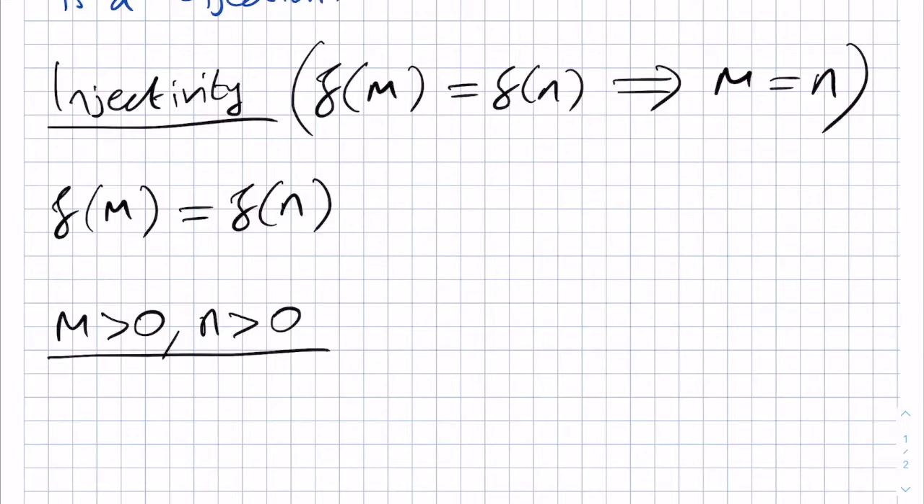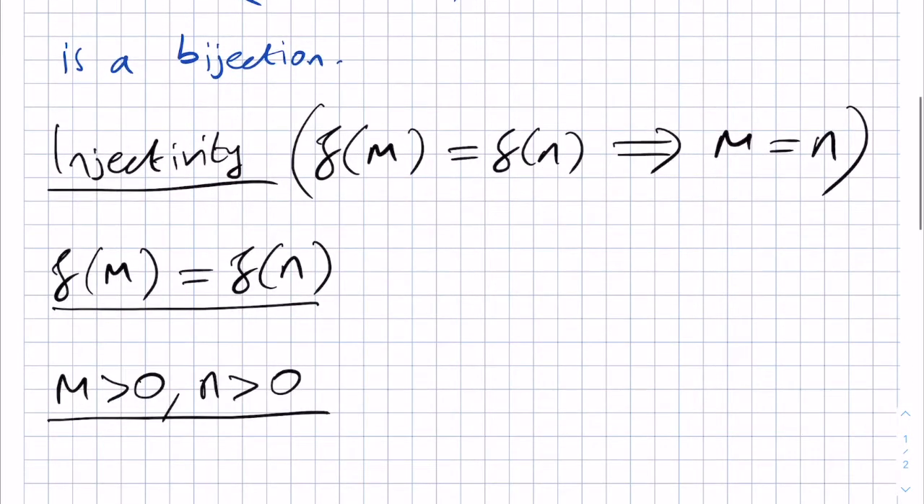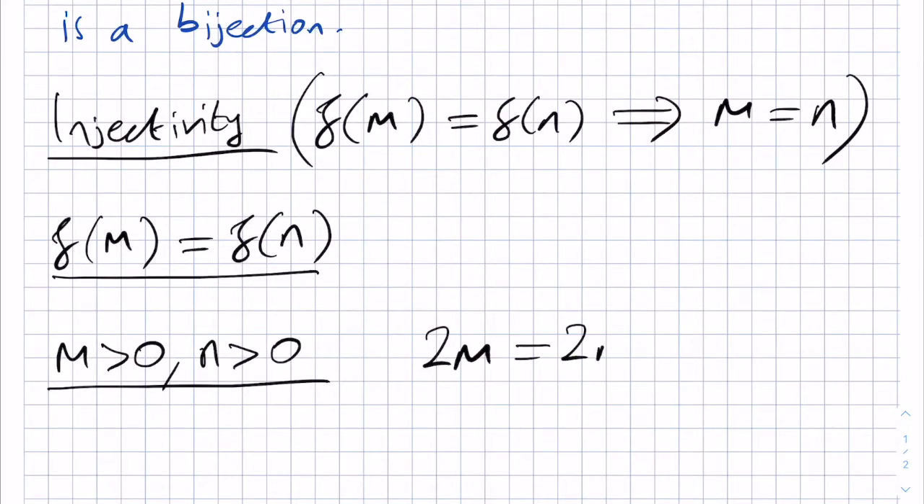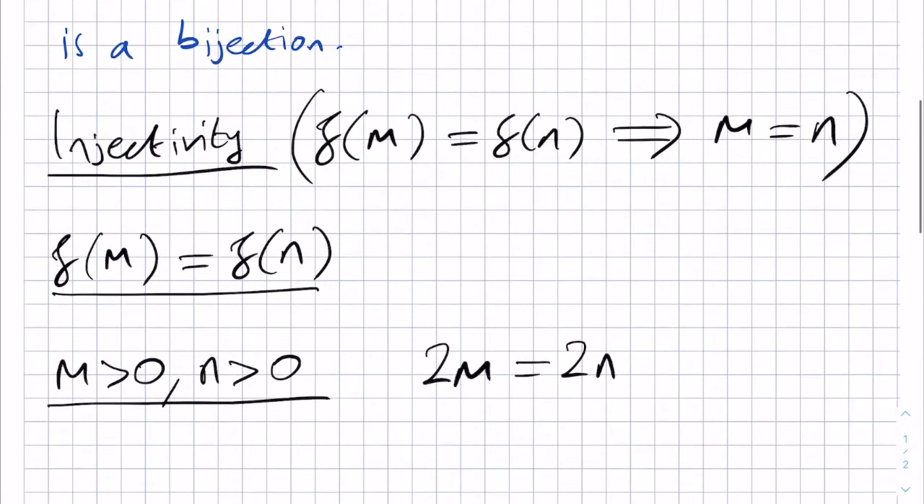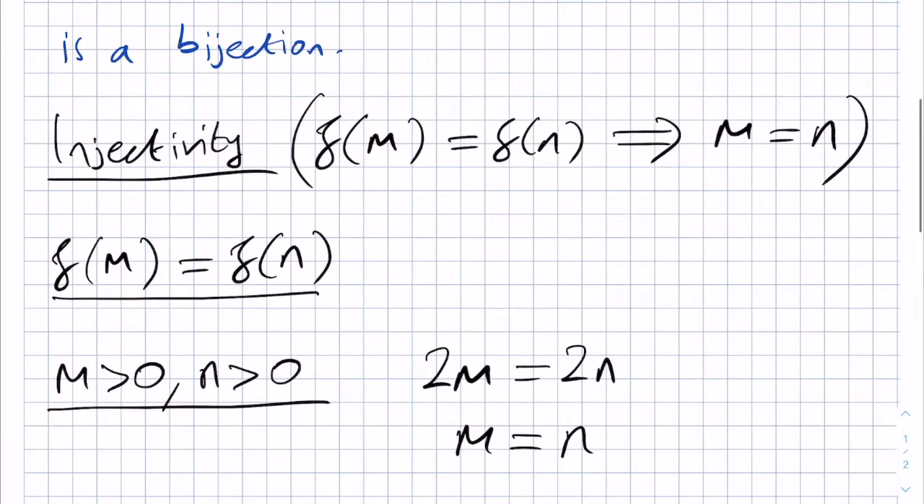So in the first case, let's say we have m greater than 0 and n also greater than 0. Well then, f of m equals f of n tells us from the definition of our function that 2m for f of m and 2n for f of n are equal. And this, quite simply, by dividing by 2, gives us m is equal to n, as we require from our injectivity condition. But we still have 3 more cases to check, because m and n are integers more generally.